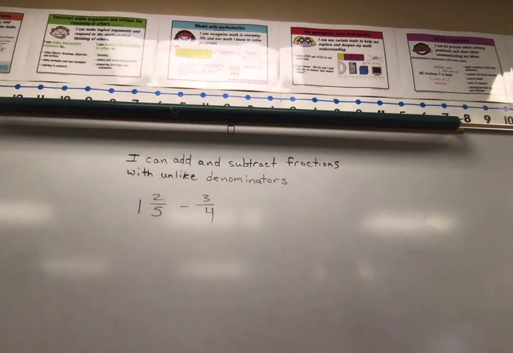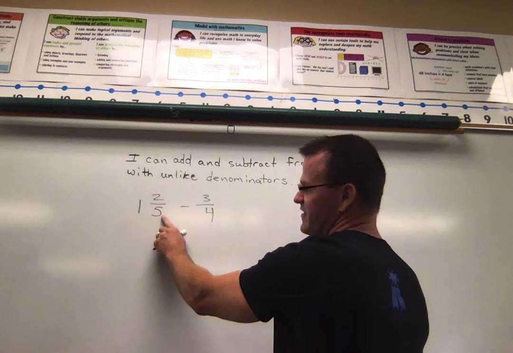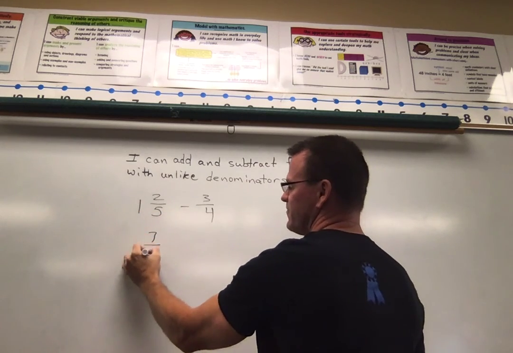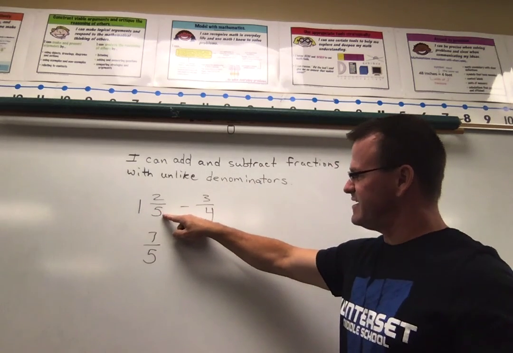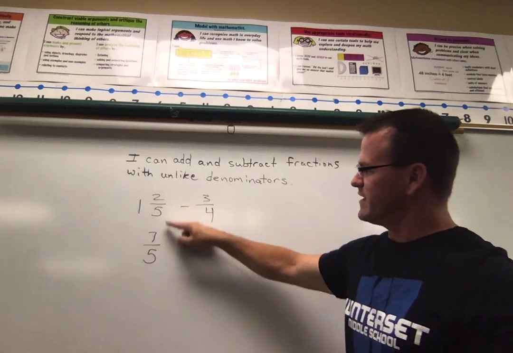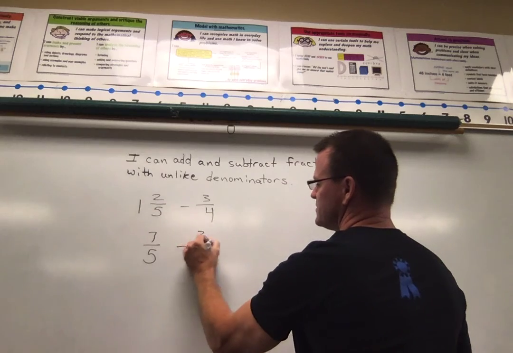A lot of people like to change that 1 2/5 to a common fraction, or an improper fraction. Now I think we're in fifths here, so 5/5 is 1, plus 2/5 is 7/5. Some people use that little cheat step. They take 1 times 5 to get 5, and really that's 5/5, plus 2 more gives me 7 of those fifths. And then we can take away 3/4.